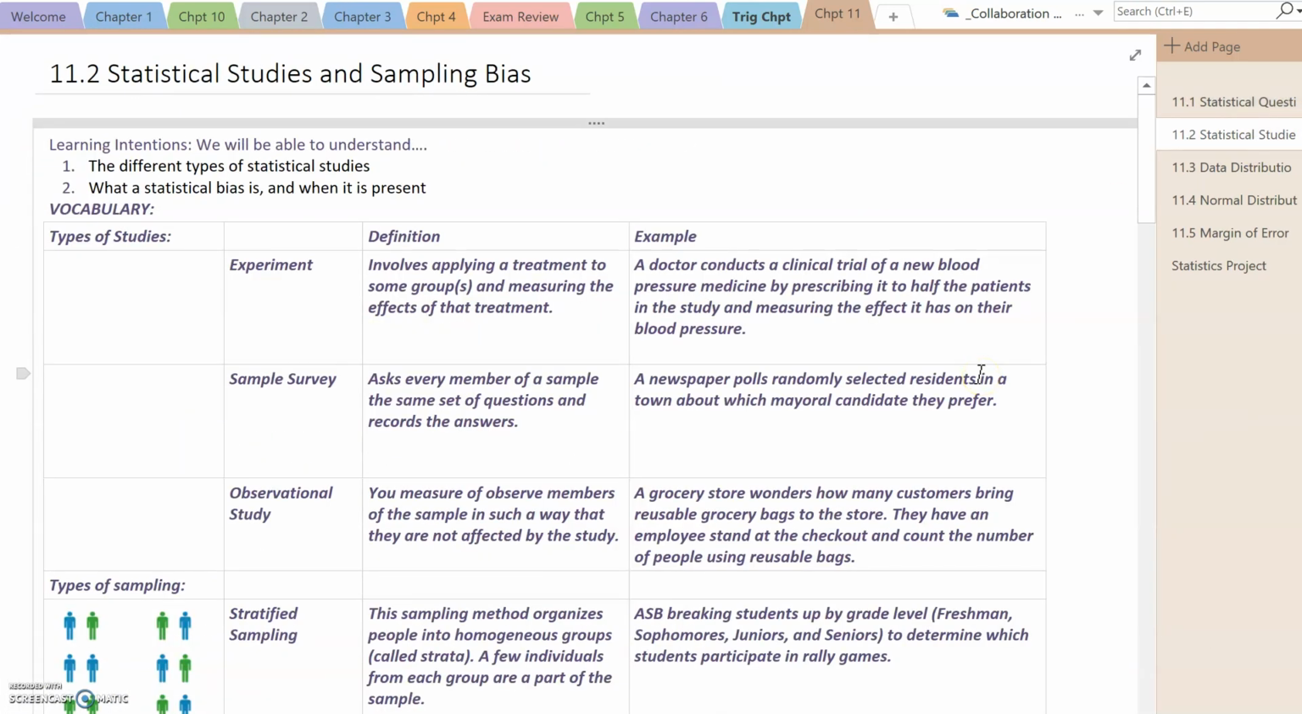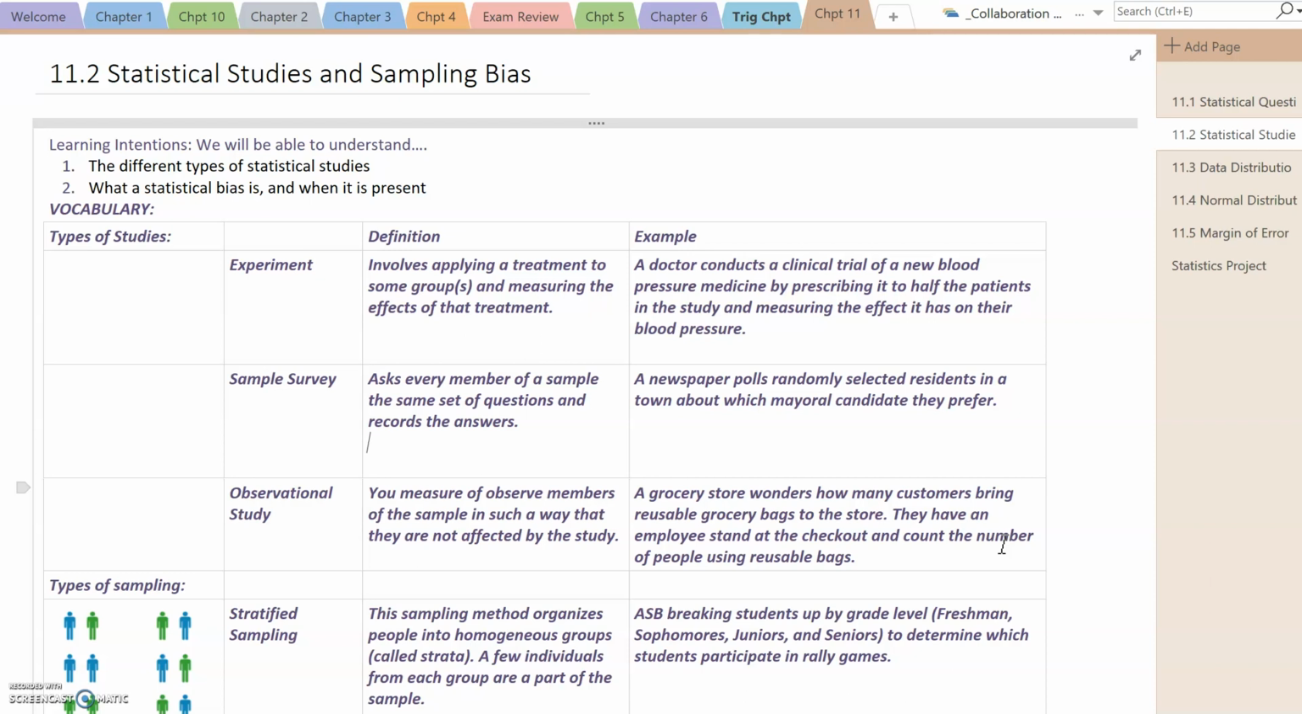Today we're going to be talking about section 11.2, which is about statistical studies and sampling bias. So your learning intentions for today are that you will be able to understand the different types of statistical studies, and you will know what a statistical bias is and when it is present.